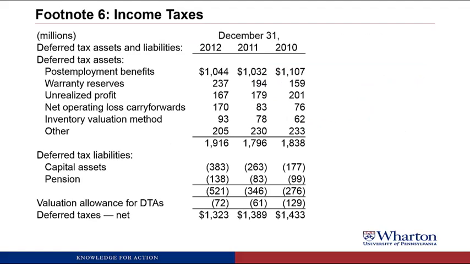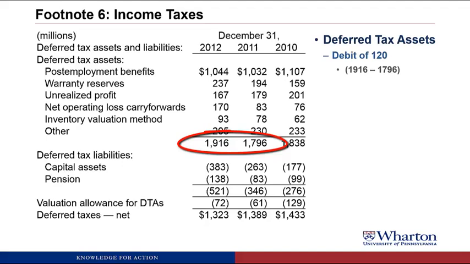So this part of the footnote summarizes all the deferred tax assets and deferred tax liabilities and the valuation allowance. We're going to go into the line items later, but right now we want to pick up the totals for each group. So if you notice, deferred tax assets increased from 1796 to 1916. We make an asset increase with a debit. So what Moth must have done during the year is debited deferred tax assets for 120.